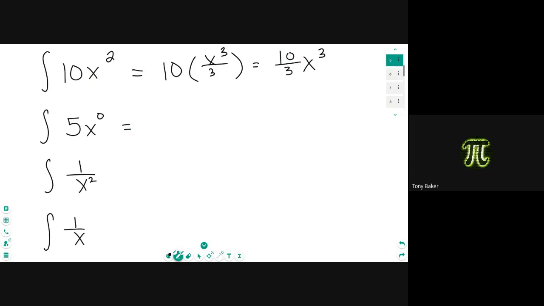What about 5x to the 0 power? Again, we can ignore the 5. Yeah, it's x to the first over 1, right? Which would just be 5x. Now, why do we even care? However, this one's important. What's x to the 0 power? 1. So that's really not even there. Normally, you're not going to see that there. So the integral of 5 is 5x.